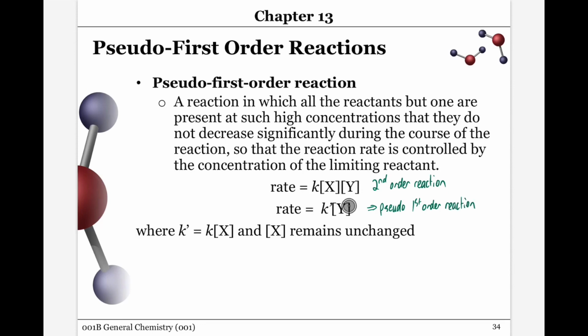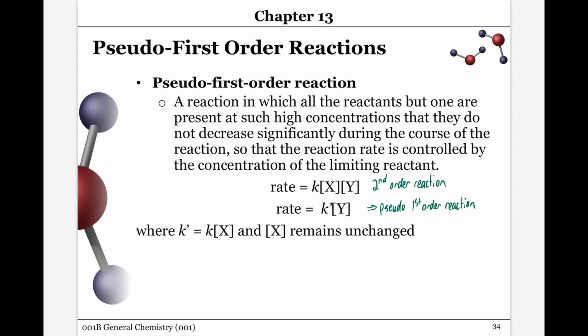And it's a pseudo first order reaction because we can write it in this form, where we've bundled the concentration of X in with our rate constant. So we can define our k prime here as being equal to the original rate constant multiplied by the concentration of X, where X is significantly greater than the concentration of Y. So we're essentially assuming that X remains constant. We can then tackle this kind of reaction as if it were a first order reaction, so it simplifies the analysis quite considerably.